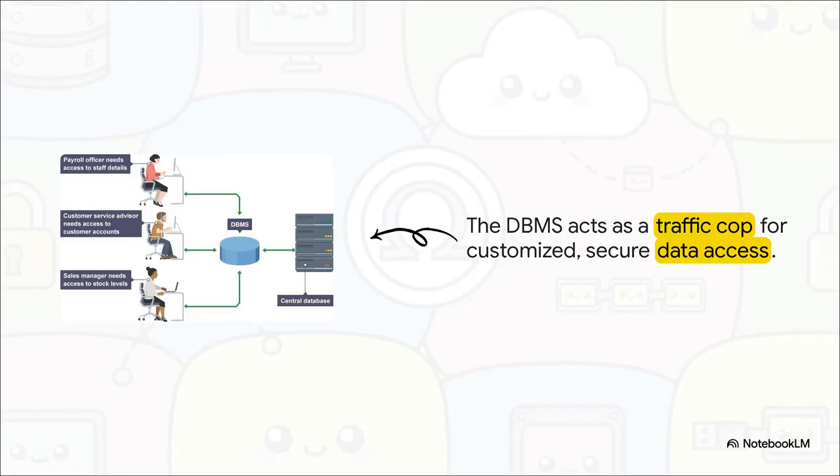Picture a payroll officer, a customer service rep, and a sales manager. They all need access to company data, but they absolutely should not be seeing the same data. Payroll needs financial records. Sales needs stock levels. The DBMS sits right in the middle, like the ultimate traffic cop. It lets different users securely access their own customized views of the exact same central database at the exact same time, without interfering with each other or seeing things they aren't authorized to see.